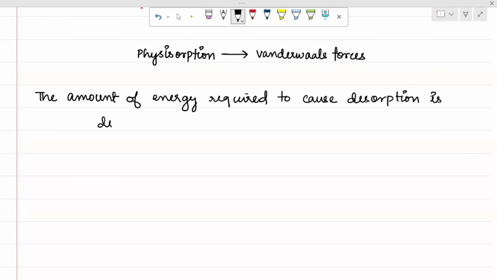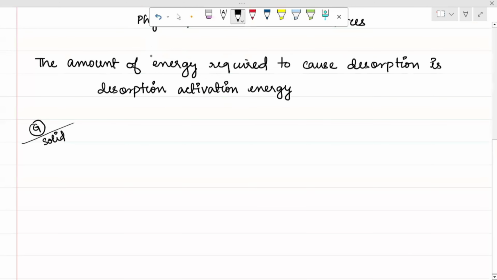It is called desorption activation energy. So I think it is very clear. Here we have a solid surface onto which we have weakly bound gaseous molecules. The interaction between the gaseous adsorbate and the solid adsorbent is weak van der Waals force, and in order to remove that, we have to give some amount of energy. The amount of energy required to remove the gaseous molecule from the solid surface to cause desorption is called desorption activation energy. Now let's come to the numerical part.